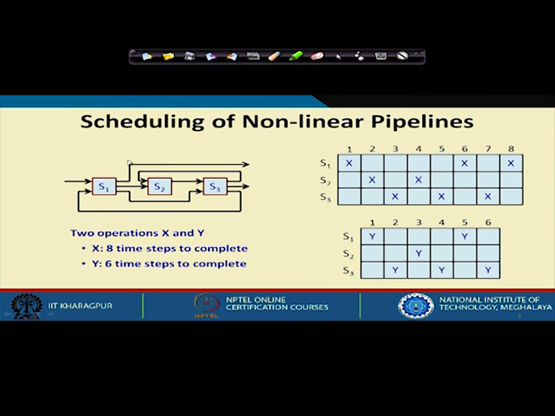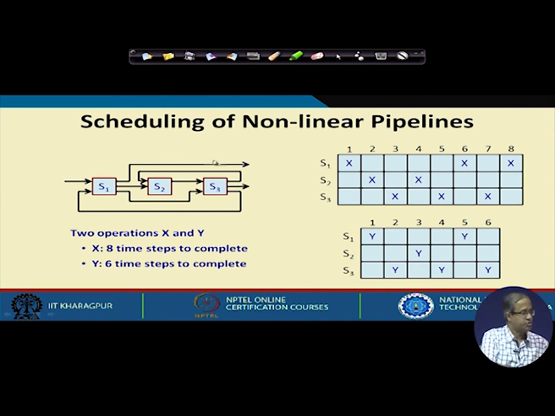So, we take the same example of a nonlinear pipeline we saw earlier. This is a simple enough example which you can illustrate. There are 3 stages S1, S2, S3. Here we are not showing the interstage latches which are also there, but this is only for illustration. This arrow shows how the data flows from one stage to the other.